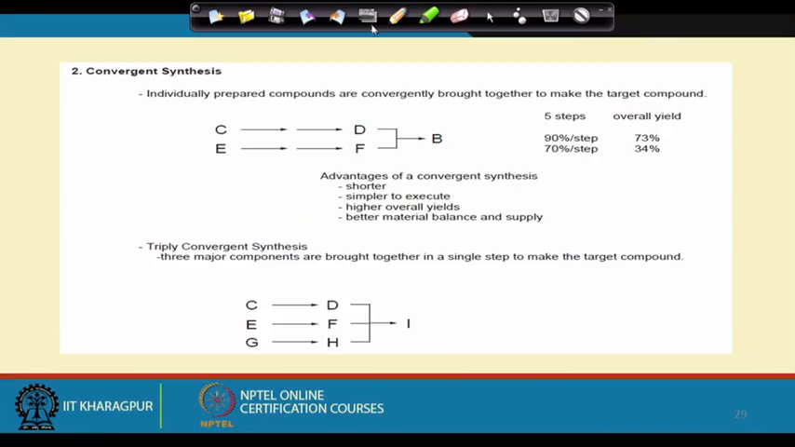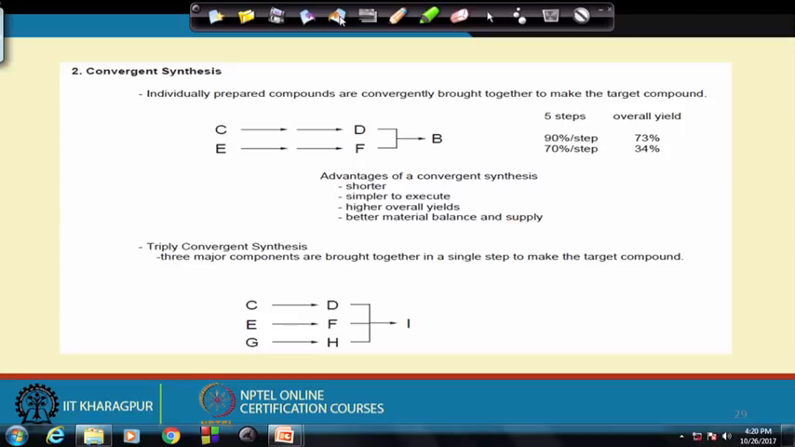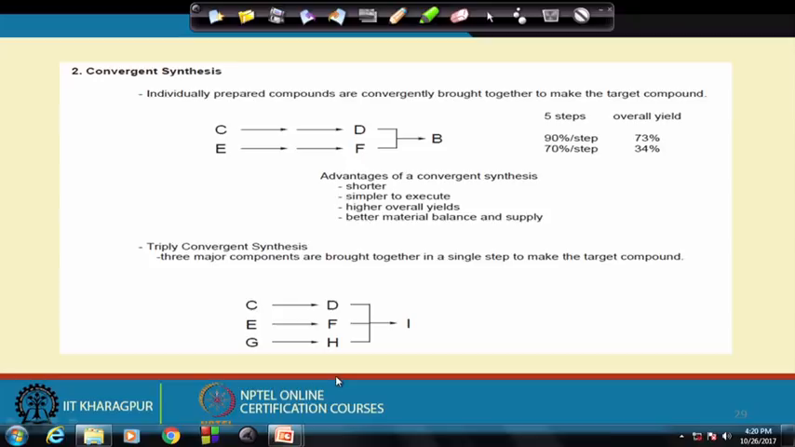So, a branching pathway is always advised. Sometimes you have a triply convergent, which means there are many branching pathways. If the molecules are complex, you can have branching pathways. So, linear pathway we always try to avoid, but for simple molecules a linear pathway is always okay, and probably in our discussion we will be talking more about linear pathways.